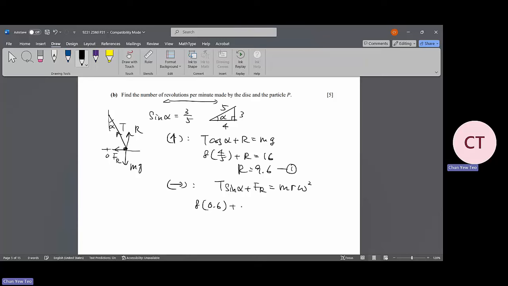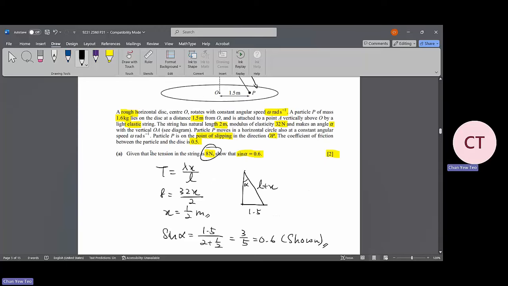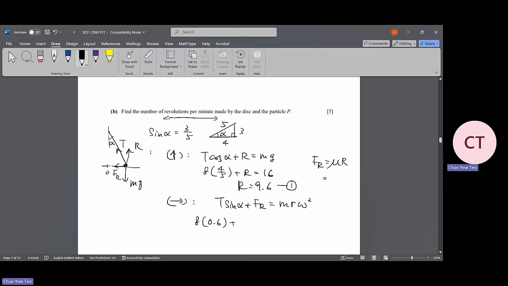What is the FR? FR is a mu R. Okay, I forgot to write FR. FR is a mu R. What is a mu? The mu is 0.5. Half. The R is 9.6. So the FR is actually 4.8.